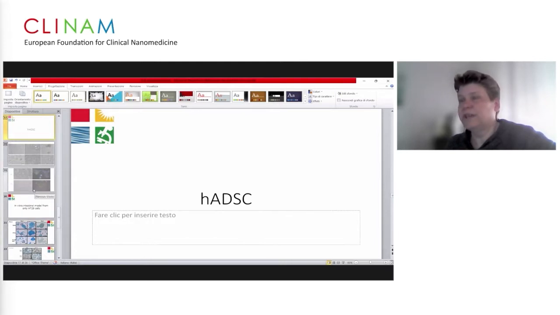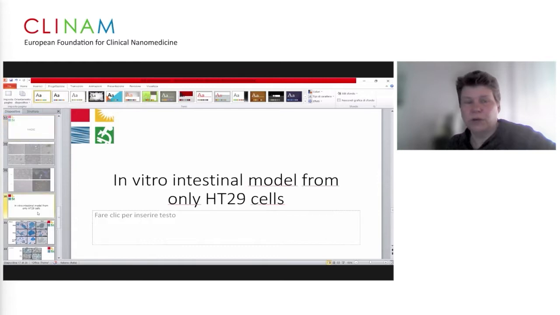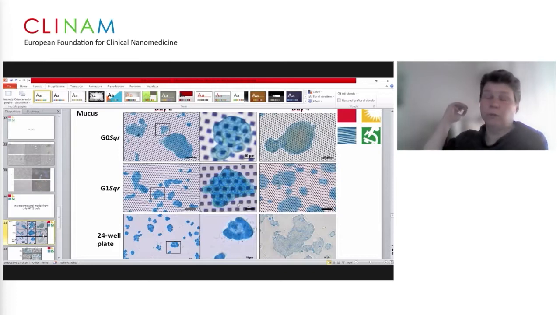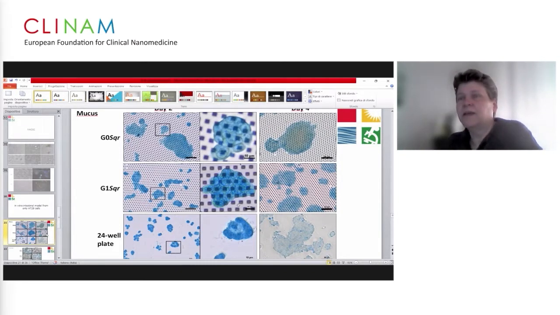So we differentiated adipose-derived stem cells into neurospheres. They were Nestin positive within 24 hours without any addition of growth factors. We built up, on the very same surface, an in vitro intestinal model differentiating HT29 cells, which were differentiated not with MTX, but within 6 days. We could differentiate them on the surface.